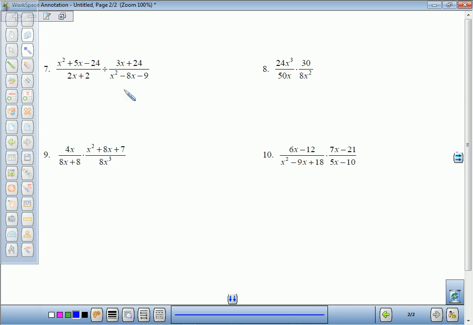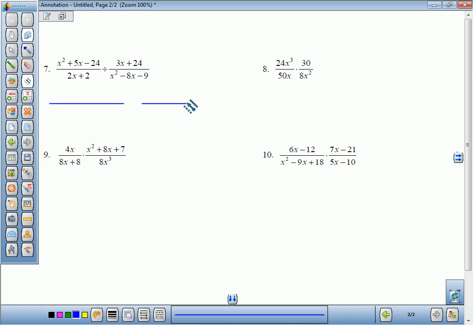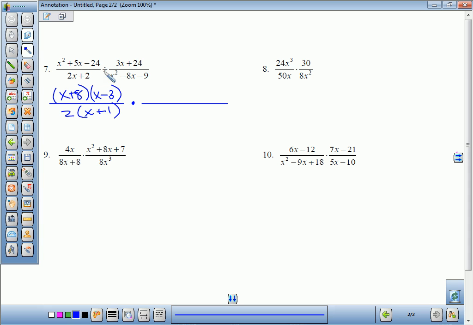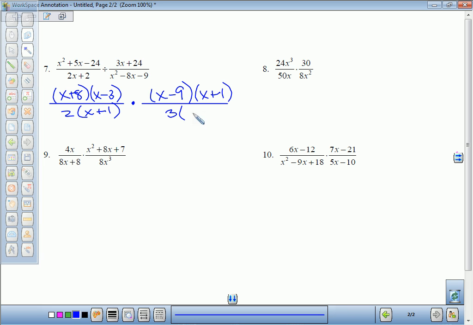Okay, last 4. This one's division. So the first thing I do is rewrite it as multiplication. Okay, I'm going to kind of cheat and take out a step. I'm going to go ahead and factor. It's not really cheating. Okay, so this one, we do not do the reciprocal of your first fraction. We do the reciprocal of the one we're dividing by. So I'm going to go ahead and factor when I flip it. So this becomes x minus 9 and x plus 1. This one I factor out the 3, which is the GCF, and I'm left with that.